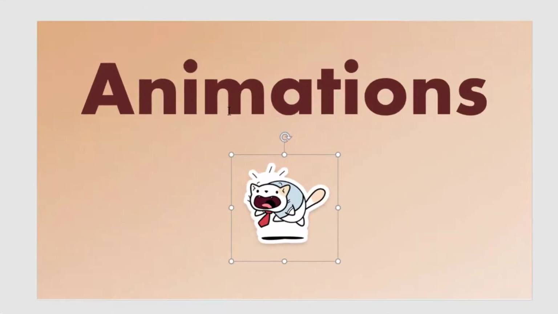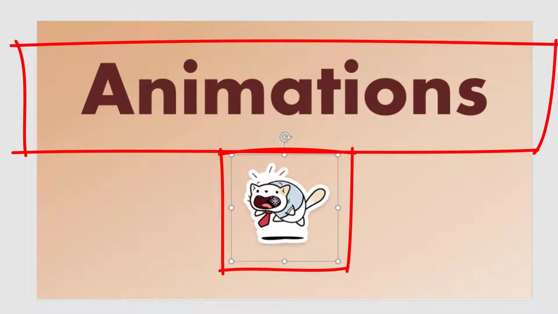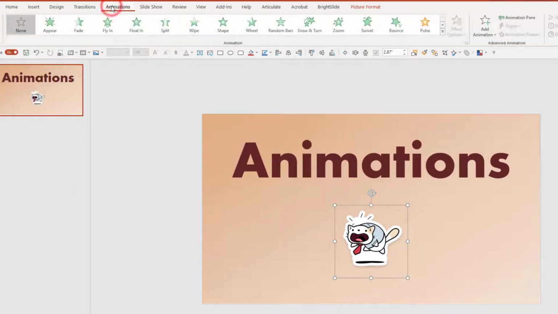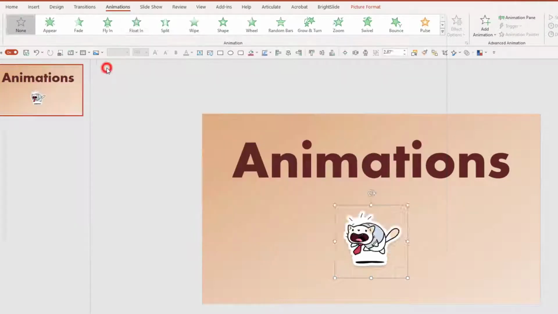So now I have two elements on my slide. One is a text box with words, the other is a visual element, in this case a sticker. That could be a picture, it could be clip art. So if I want to animate those, I'll click on the Animations tab while I have it selected. And if I select this drop down, then I can see I have various entrance effects, emphasis effects, and even exit effects. In this case, I want it to float in.